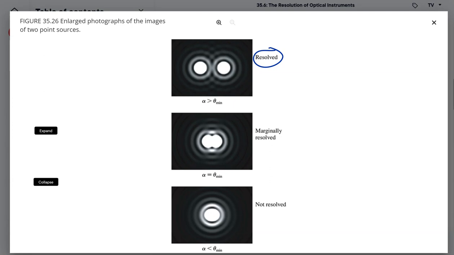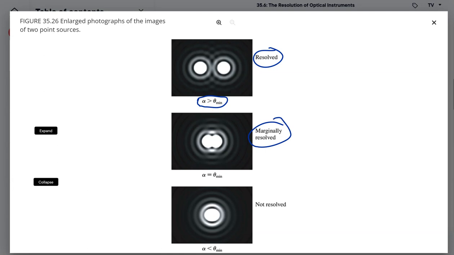Meaning their central maxes do not overlap, which we can see. We can see the two distinct bullseye patterns. They start running into each other in the middle, but we can see those central maxima. This situation is when alpha, the angle between the light coming from the two sources, is greater than that minimum angle that we get with the circular diffraction patterns, the circular aperture.